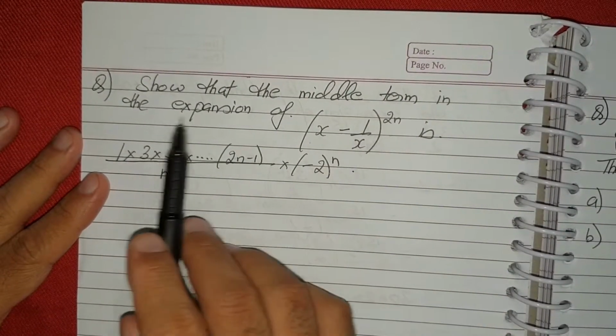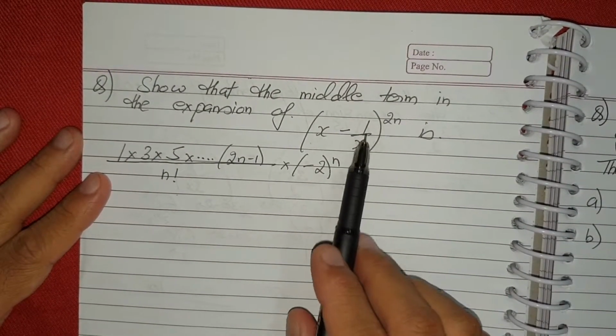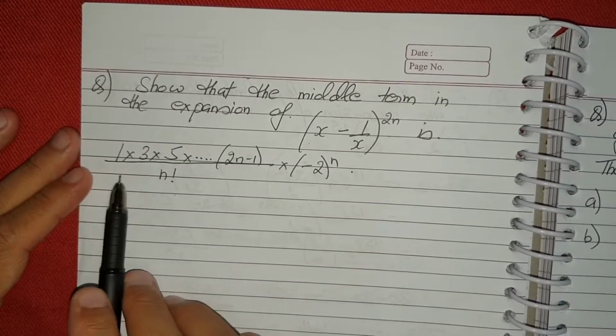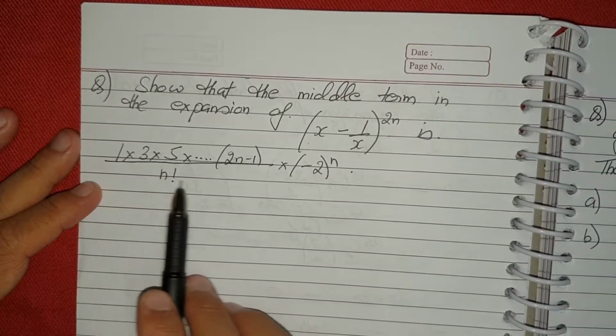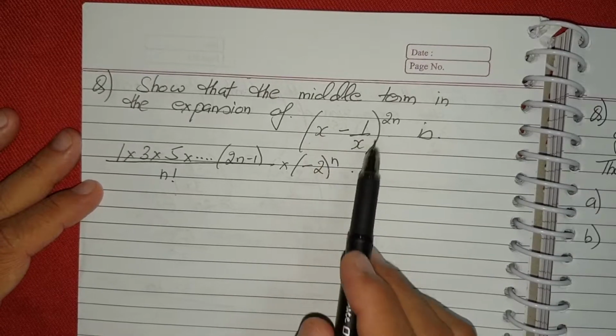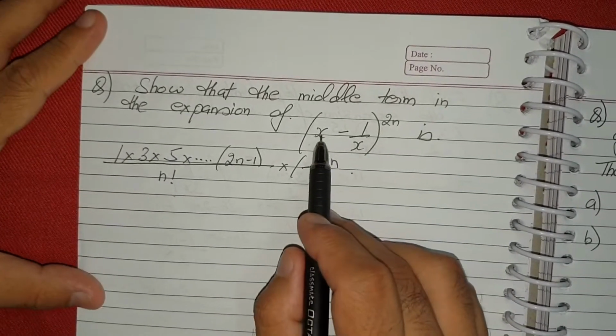Show that the middle term in the expansion of x minus 1 by x to the power 2n is this. You have to prove that the middle term is this. So, in this expansion, what is n?